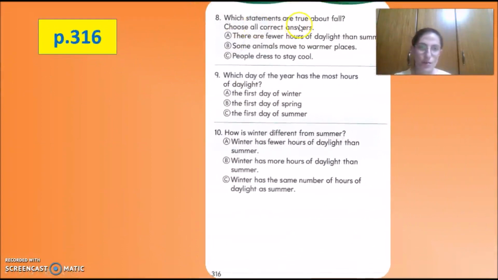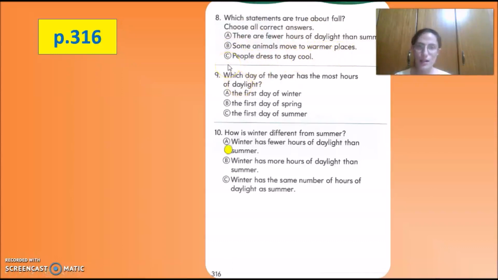We open to page 316, number 8. Which statements are true about fall? Choose all correct answers. Now when we say choose all correct answers, it means we have more than one answer. A. There are fewer hours of daylight than summer. B. Some animals move to warmer places. C. People dress to stay cool. So I'm going to reread it. Think carefully. Which statements are true about fall? Choose all correct answers. A. There are fewer hours of daylight than summer. B. Some animals move to warmer places. C. People dress to stay cool.